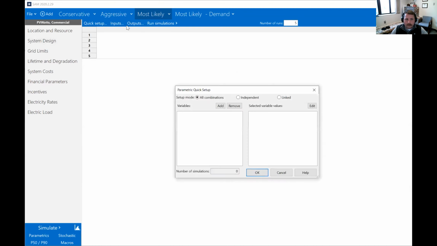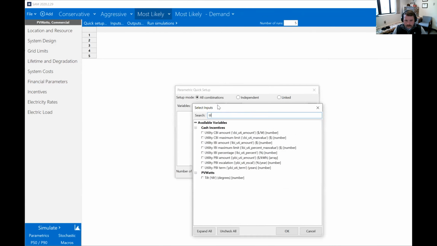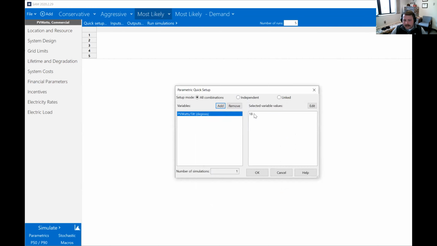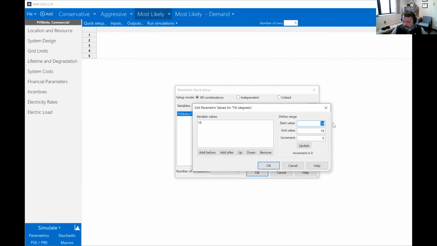And so then I'm going to do quick setup, because that'll allow me to put in a whole bunch of things easily. I want to change the tilt angle, so I'm just going to type in tilt so it can find it. Otherwise, you can search around to find it. It's going to say that my tilt is 18 degrees, but I don't know if that's optimum. So let's just run it from 18 degrees to 45 degrees in 3-degree increments, just for fun. And we're going to hit OK.